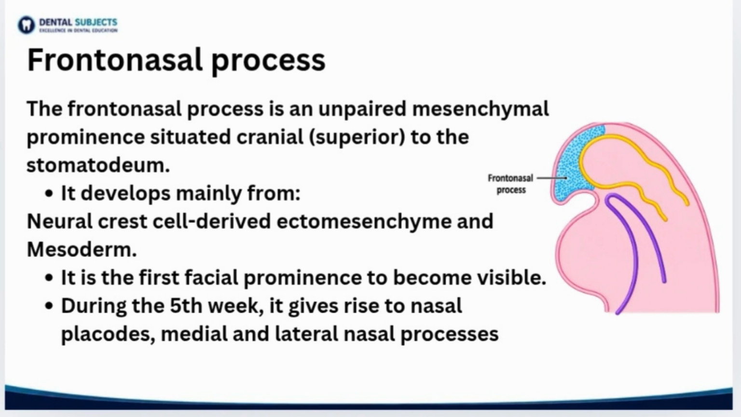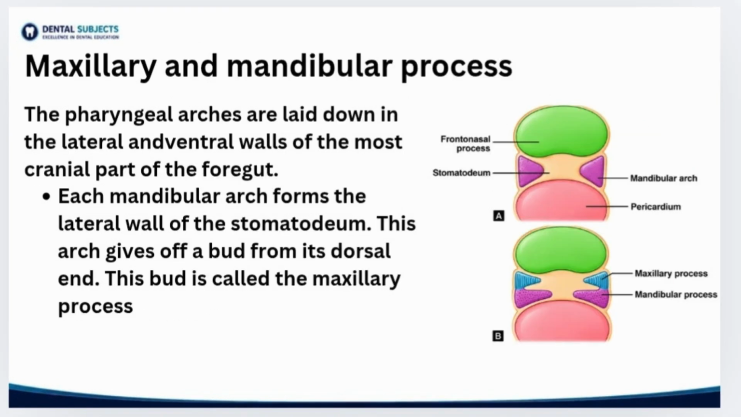Okay, then after the formation of stomatodeum and frontonasal process, the pharyngeal arches are laid down on the lateral walls of the stomatodeum. See the diagram. The pharyngeal arch, that is the first pharyngeal arch, which is also known as the mandibular arch. They are deposited on the lateral side of the stomatodeum.